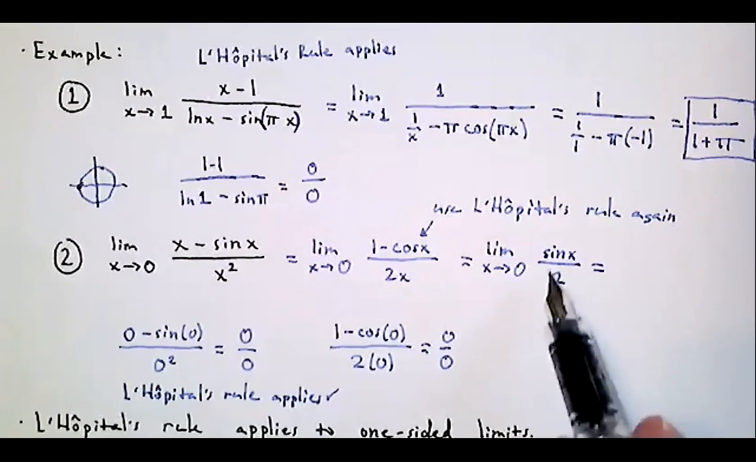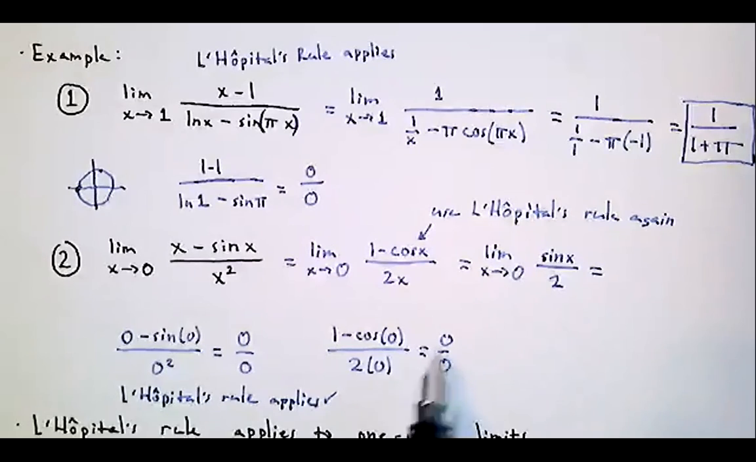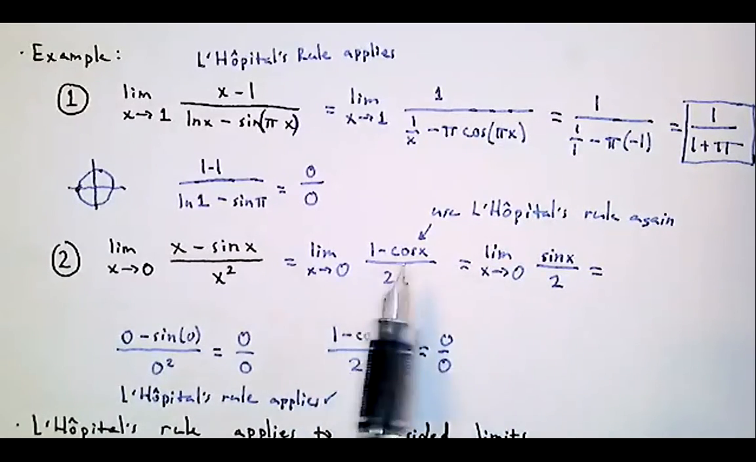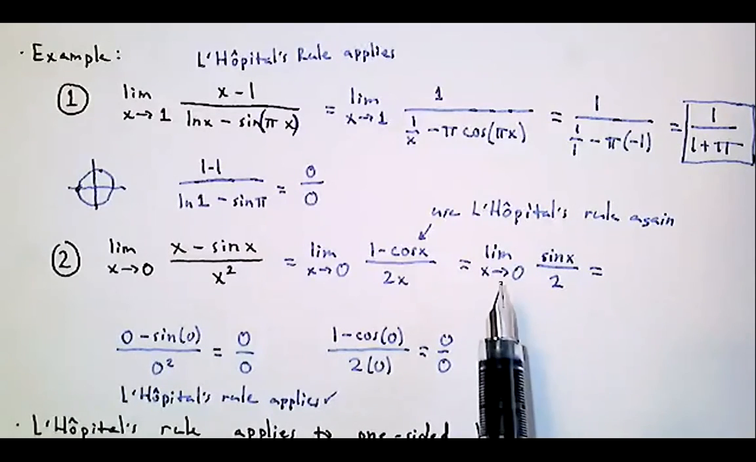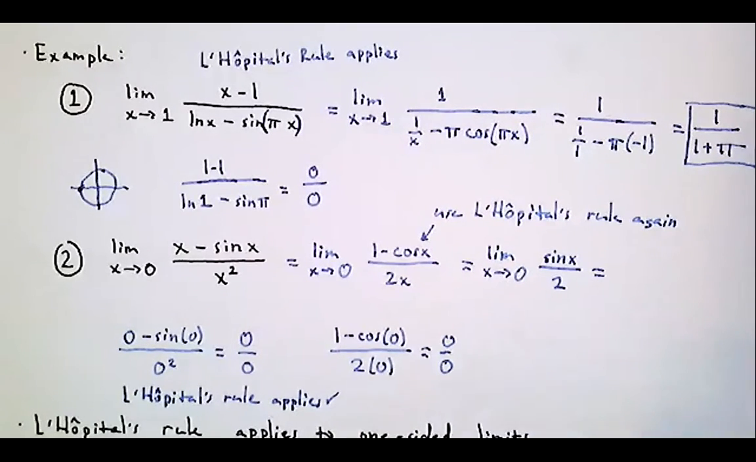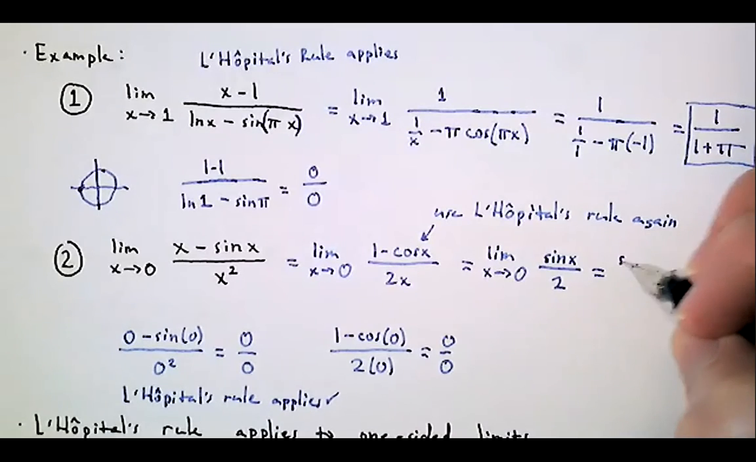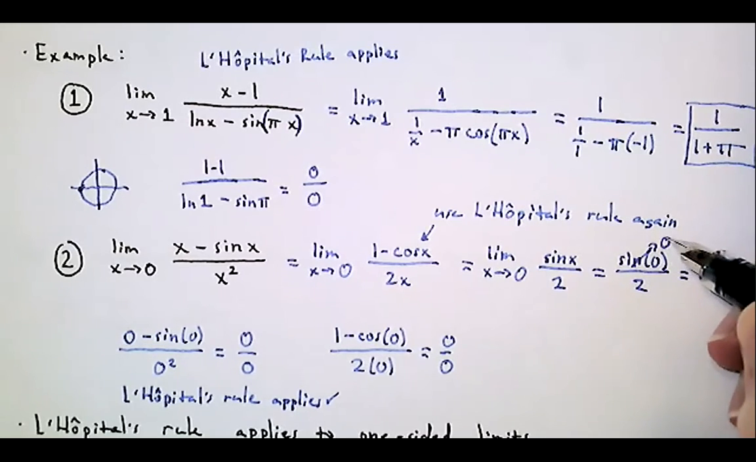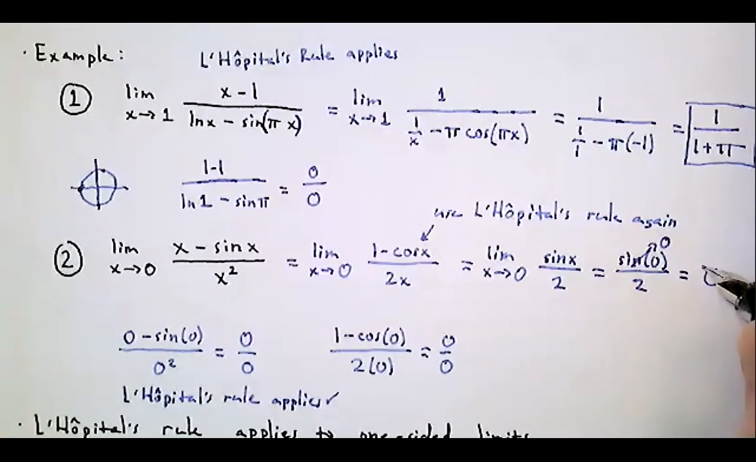So now we're dividing by 2. We're definitely not going to get an indeterminate form at this point. So we know that we're done with L'Hopital's rule, and all we have to do now is plug in x equals 0. What is sine of 0? 0. Right, it's 0. And 0 divided by 2 is equal to 0.